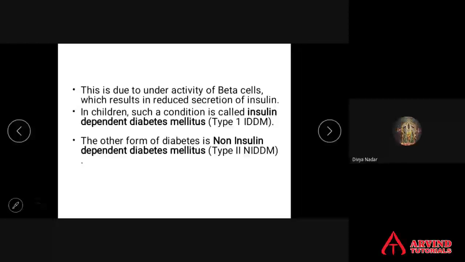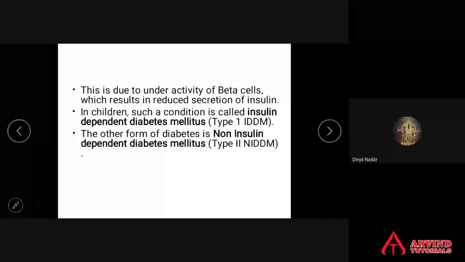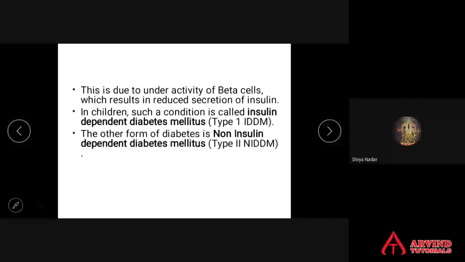The other form of diabetes is non-insulin dependent diabetes mellitus. So there are two types of diabetes mellitus that arise in individuals. In children, it causes insulin dependent diabetes mellitus or type 1, and non-insulin dependent diabetes mellitus, which is called type 2.